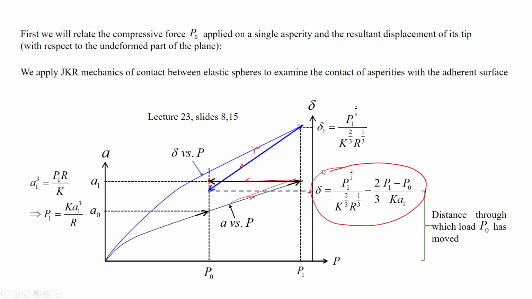We have discussed earlier that if there was only Hertz mechanics, in order to have this A1 amount of contact width, this much displacement of the load would have had to be there. But that is not the case, because we are applying a smaller load, P0, and there is work of adhesion. So this P0 load moves only this much distance. Now, applying Hertz theory, one can get the relation between P1 and A1, where capital K, we know, is an elastic constant. It gives us 4E star by 3. We have done that previously.